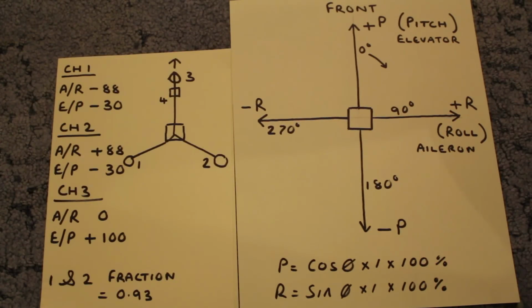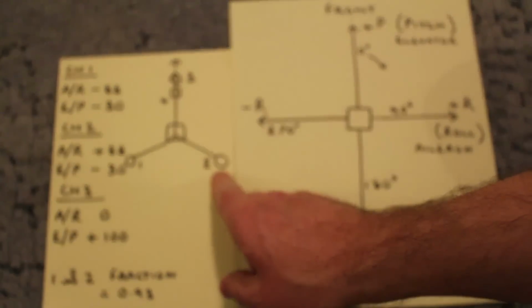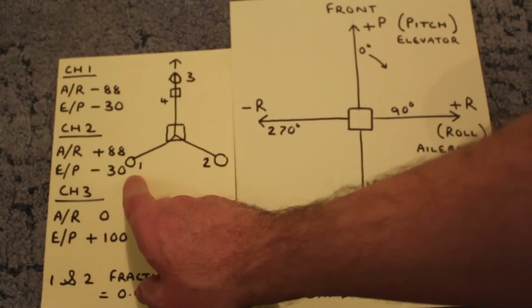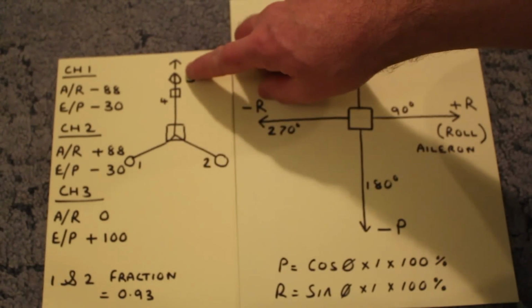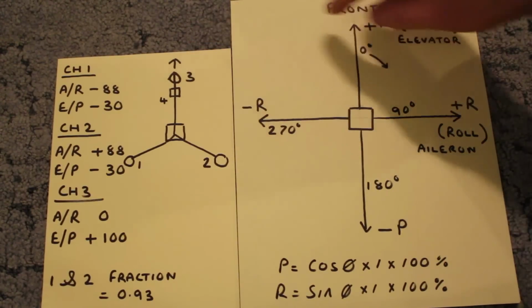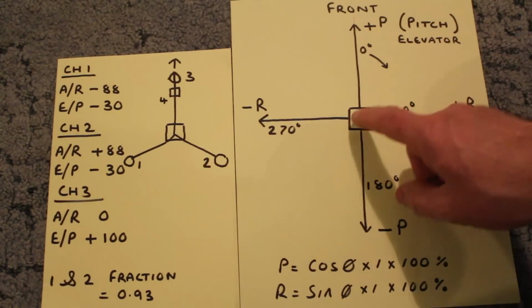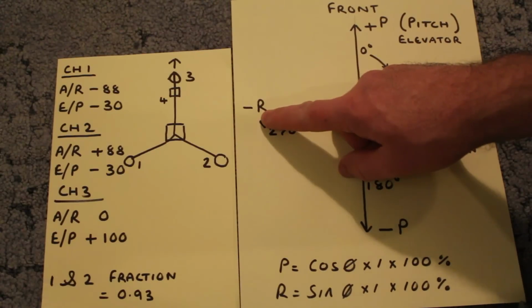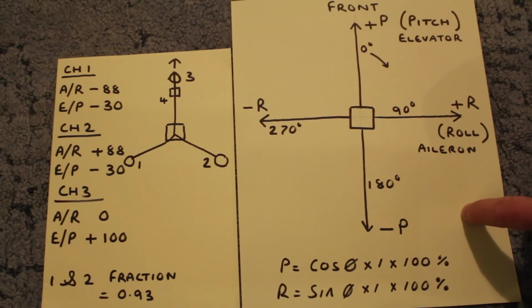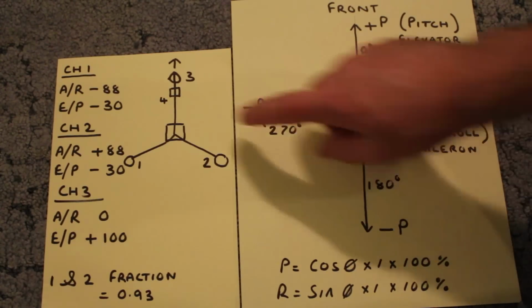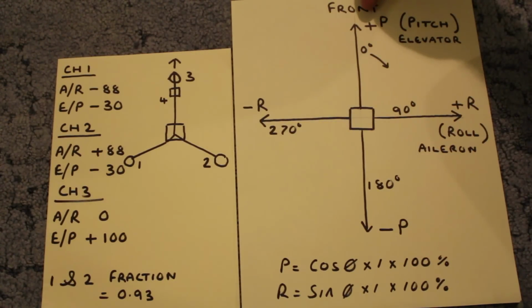So if we look at what I have, we have motors 1 and 2 now at the back, but number 1 is still on the left and number 2 is still on the right, and this time number 3 is straight forward. And if you refer to the graph, you can see that number 1 is in this section now, which is negative roll and negative pitch. Number 2 is in this section, which is still negative pitch but positive roll. And number 3 is straight forwards, which is positive pitch, zero roll. Again, we just use the two equations to work out the actual values.